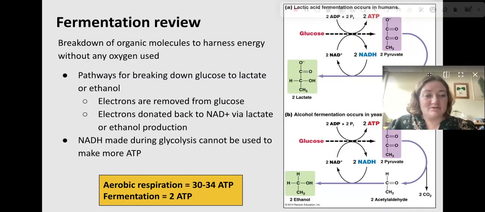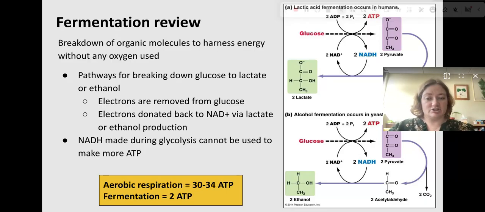All right, so just a review of fermentation here, right? We're breaking down organic molecules to harvest energy, but we don't have the use of oxygen. So instead of going through the full process of cellular respiration, we can only go through glycolysis, but then we have to take an additional step in order to prevent the buildup of NADH. And that additional step can either come in the making of lactate or in the making of ethanol. All right, so fermentation is essentially glycolysis with another step to reduce the amount of NADH.